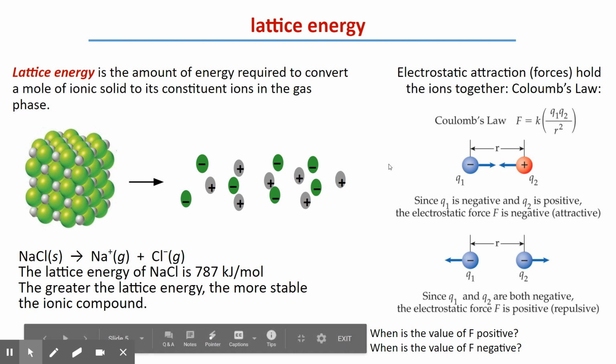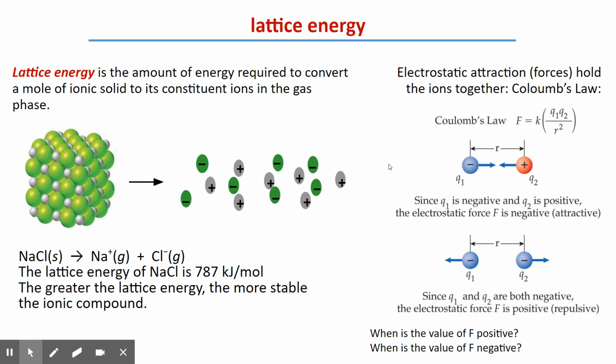So the example that we used earlier was sodium chloride. If you look at sodium chloride in this chemical equation, you have sodium chloride solid going to sodium ion gas plus chloride ion gas. How much energy is that going to take? That's what we call the lattice energy. It's how much it takes to break that apart into the separate ions. In this example, it's 787 kilojoules per mole.